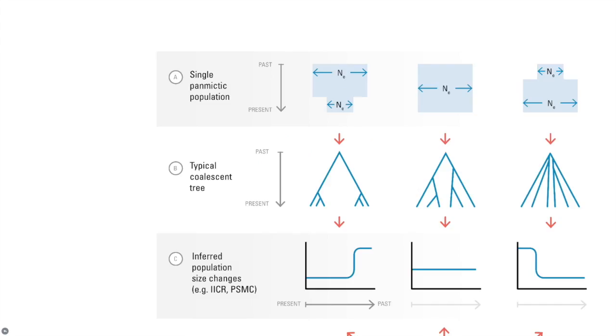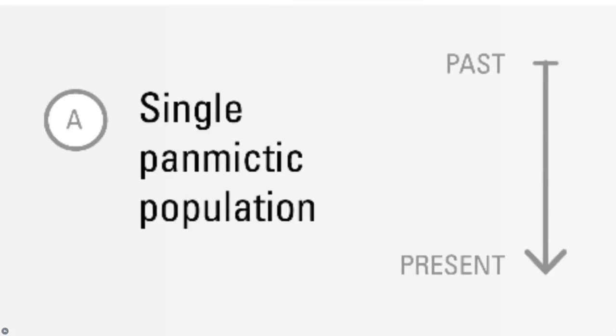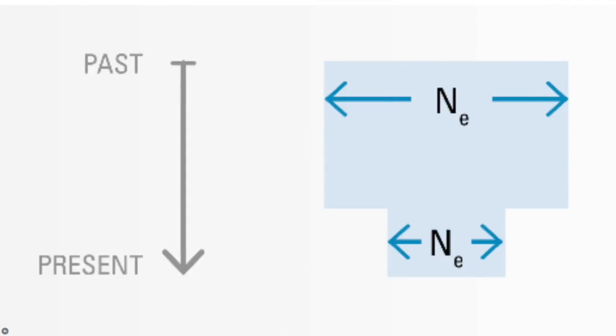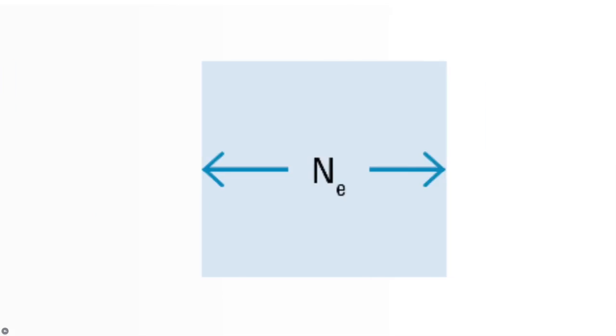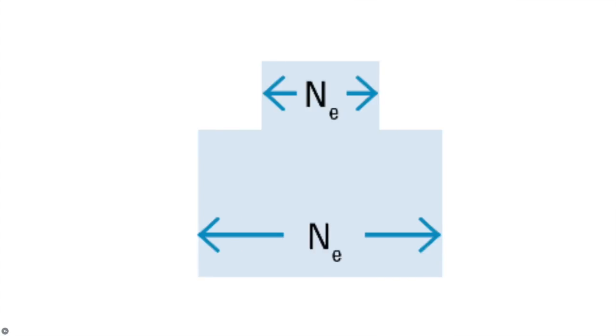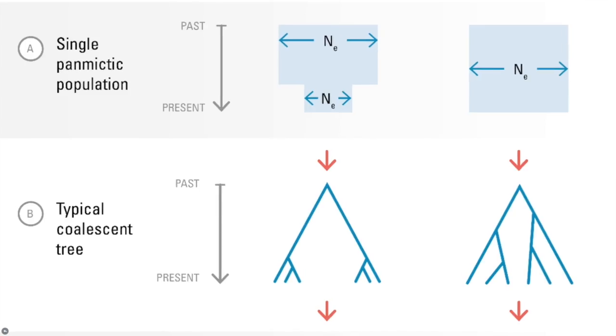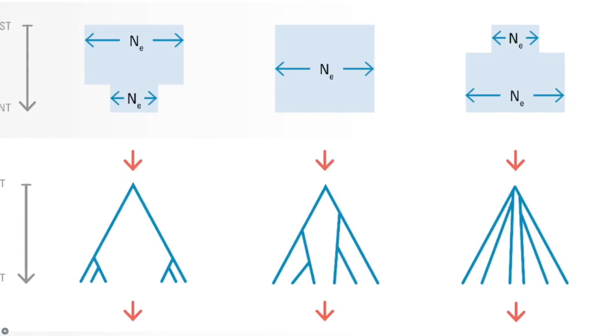On top here, there are some possible scenarios of changes in population size in a single panmictic population. Here we have a population that is small in the recent past, but large in the ancient past. Here we have a constant-sized population, and here we have a population that was small in the ancient past, but large in the recent past. These scenarios would generate different shaped trees. For example, the first would consist of many short branches, and the last would have many more long branches.